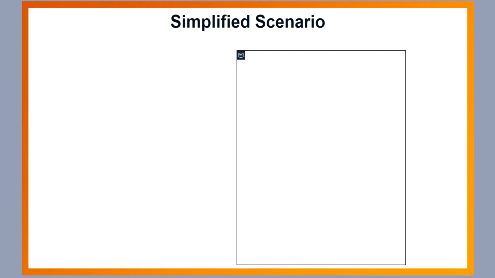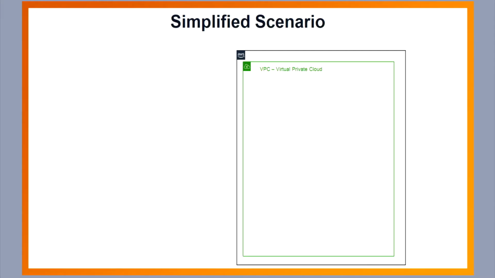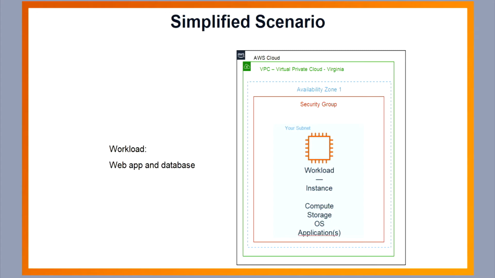From a simplified standpoint, we have the AWS cloud, and in that we have our virtual private cloud. And in the virtual private cloud, we have an availability zone. The availability zone is where we place our resources. And in this example, our resources are a workload and a security group. A workload in this demo, or this hands-on, will be a web app and a database. A workload is also a Bastion host in this example, but a workload to you could mean your ERP system.